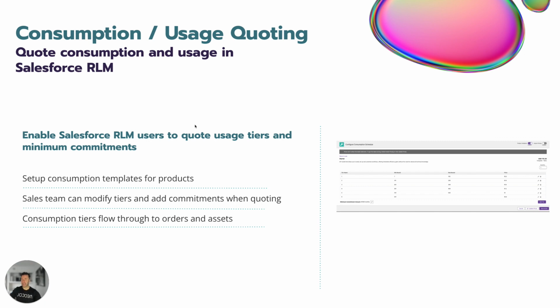A few things about the accelerator. You have the ability to create consumption templates on products, so you can go in and predefine tiers that can be used as a template that the sales rep, if you want, can then go and modify. Optional if you want them to do that.